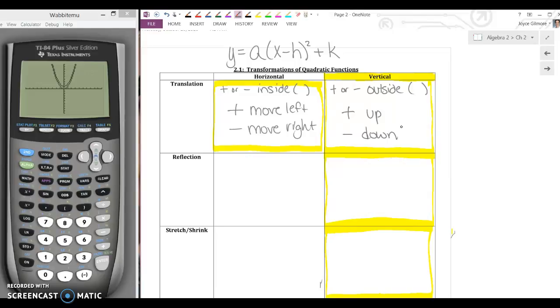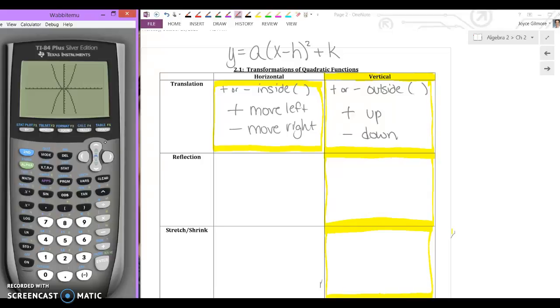Okay, next we're going to fill out the vertical reflection. And over here, I'm going to graph, you don't have to do this on yours, but I'm going to do it, negative x squared. I want you to see what happens when we put a negative in front of the x squared. Some of you are already guessing what's going to happen. So as it draws it, what happens if there's a negative in front? It flips it over the x-axis.